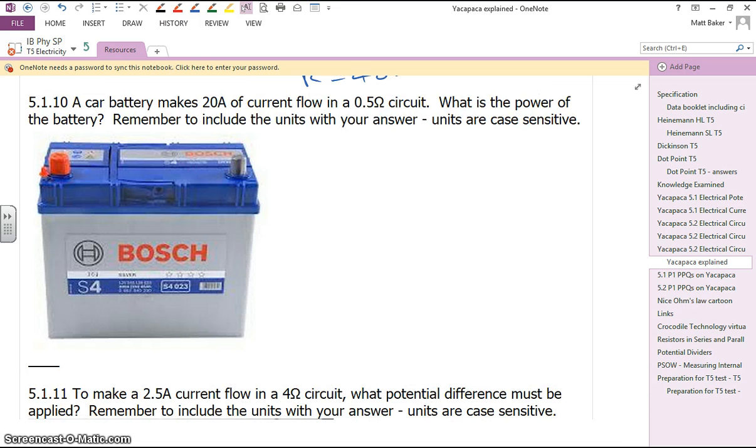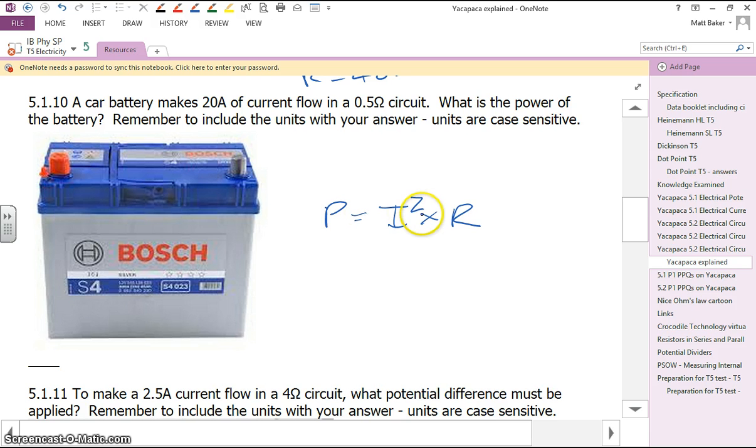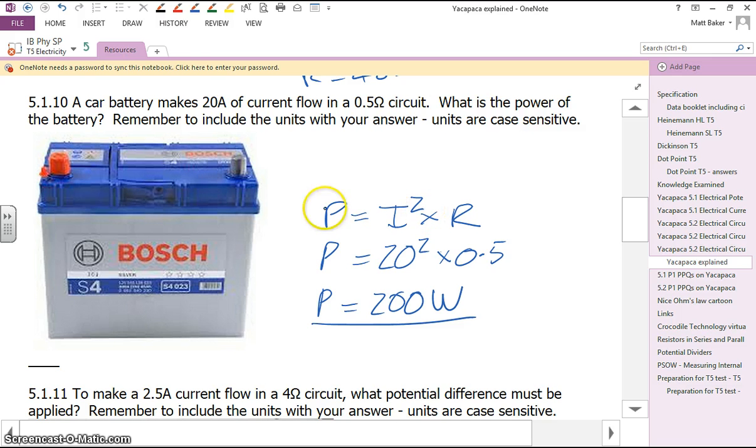Here's another question to practice using the formula. It tells you the current, so we know that. It tells you the resistance, so we know that, and it asks you for the power, so the formula that you need is this one. So you do 20 squared times by 0.5. 20 squared is 400, times by a half is 200 units of power, watts, capital W.